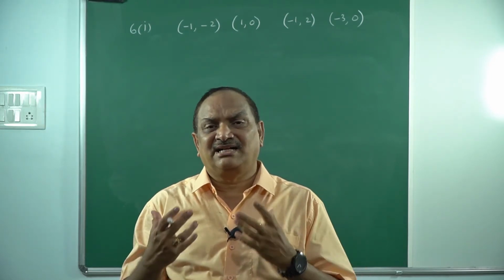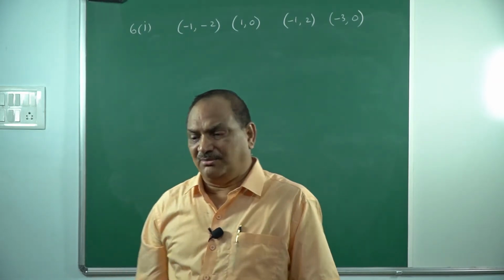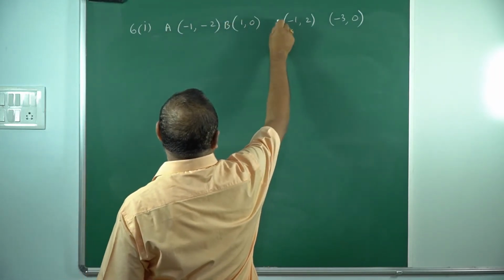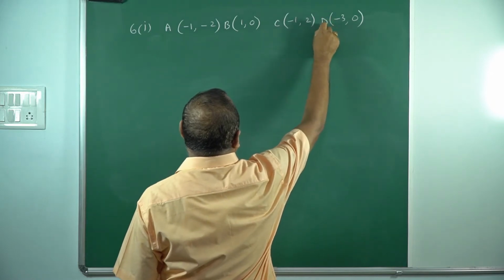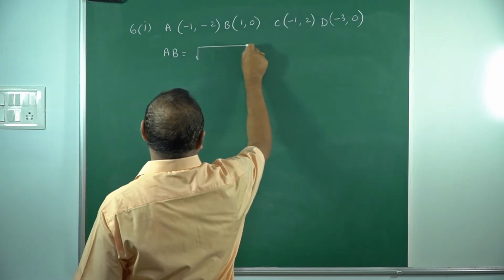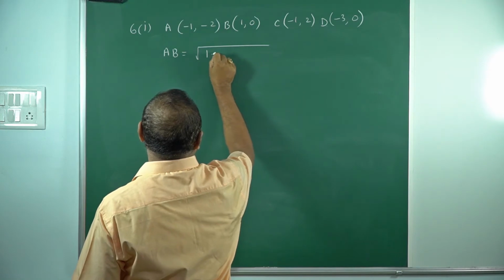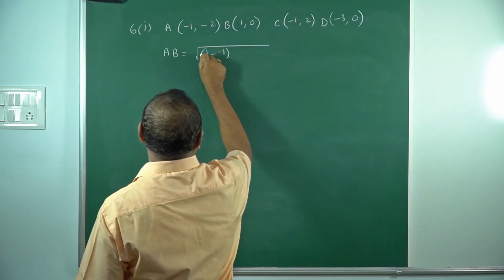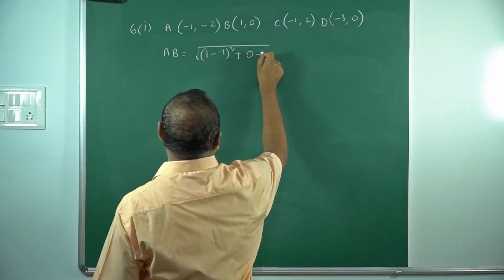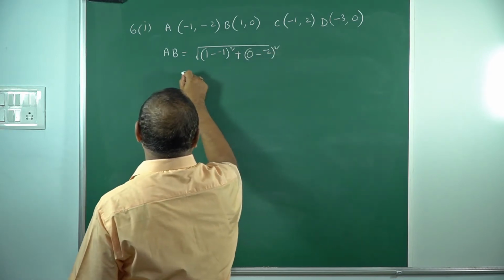Okay, I'll just check if that can give me some idea about the nature of the quadrilateral that is formed. So first I label the points A, B, C and D, and my intention is to find out the distance AB, which is root over (1 minus minus 1) whole square plus (0 minus minus 2) whole square. And what am I going to get here?